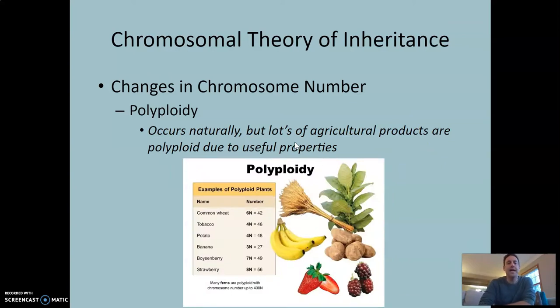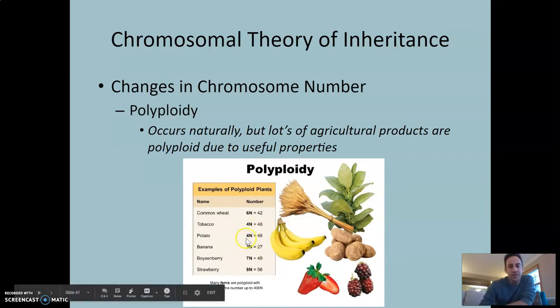Polyploidy does occur naturally, and lots of agricultural products are polyploid. So humans have sort of found these polyploid varieties and said, hey, this is a good quality, let's use it. So, wheat is actually 6N, tobacco 4N, don't smoke. Potato 4N, bananas are triploid 3N, boysenberries 7N, strawberries are 8N. So there's 8 copies of each gene.